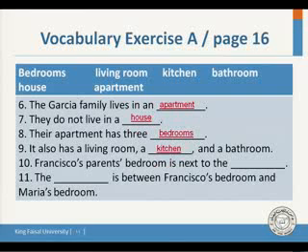Sentence 10. Francisco's parents' bedroom is next to which room? Is next to the living room. The living room. And the last sentence, the what is between Francisco's bedroom and Maria's bedroom. Which room? It's the bathroom. The bathroom is between the 2 rooms. So all these sentences, we have 11 sentences. We took them from the reading passage in slides 2 and 3.